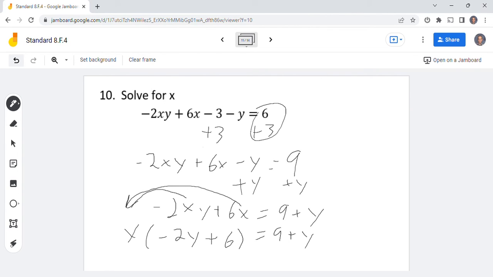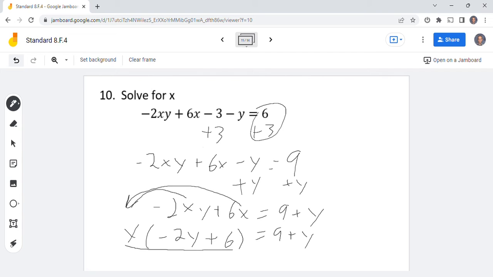Just double checking like we did before. If I was to multiply that in there, x times negative 2y is negative 2xy. Awesome. So that worked out. x times 6 is 6x. So that also works out. Awesome. Okay, we're not going to distribute it in.